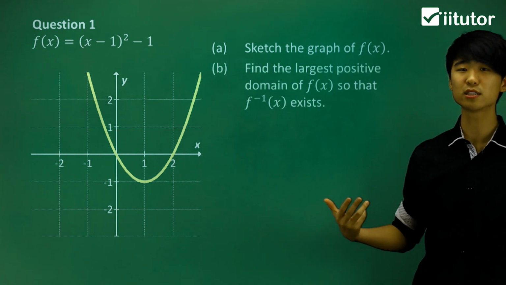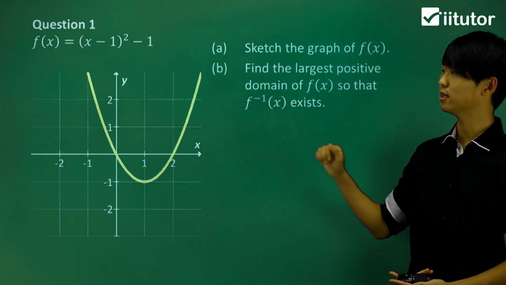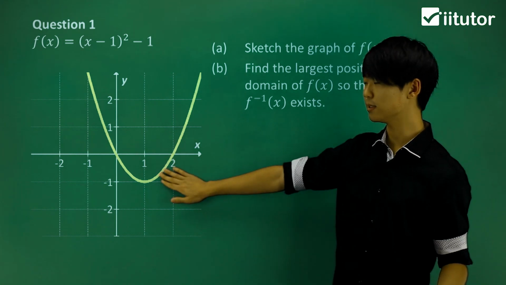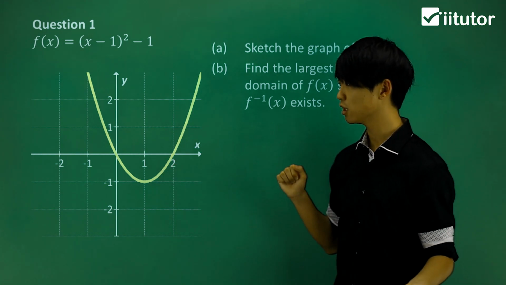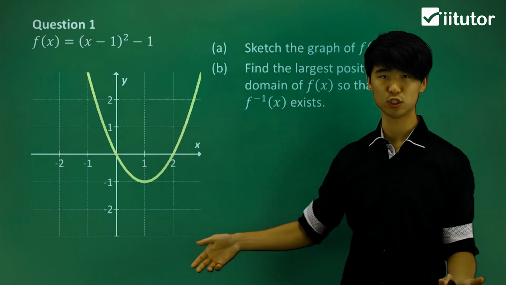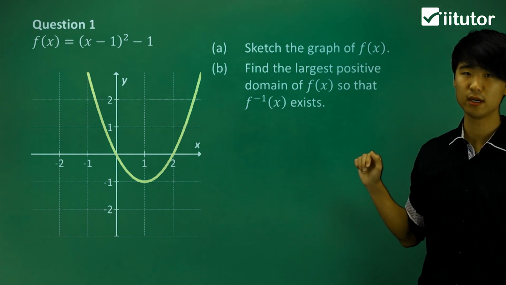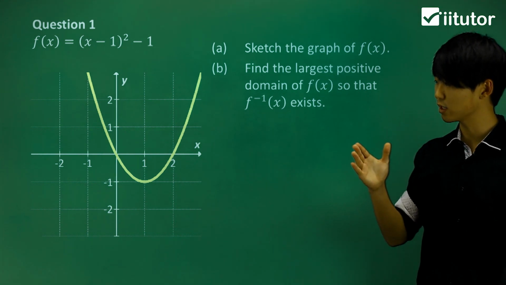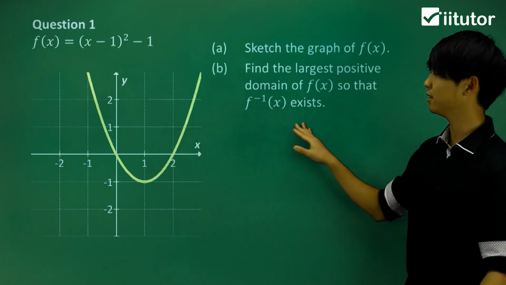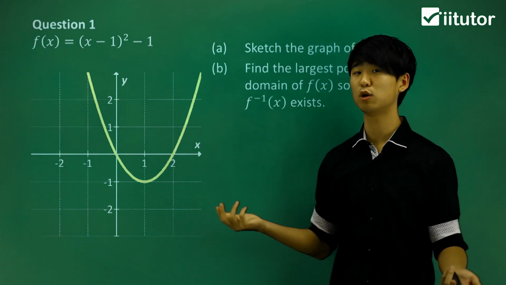Now in part B, it's going to ask me to find the largest positive domain of f(x), this one, so that my inverse function exists. Right now my inverse function does not exist because this is not a one-to-one function. Right now it's a many-to-one function. That's why it's asking me to find the largest positive domain. We're trying to restrict the domain in order for this to be a one-to-one function so that an inverse exists. So how are we going to find the largest possible domain?